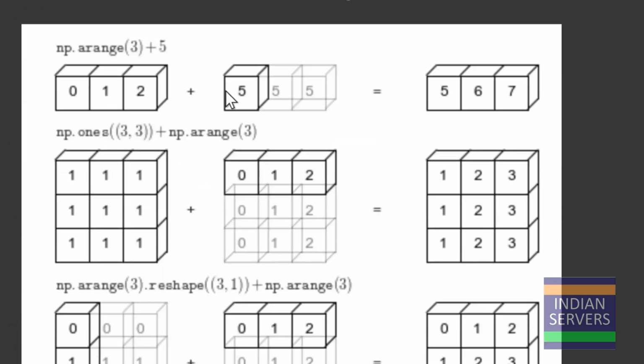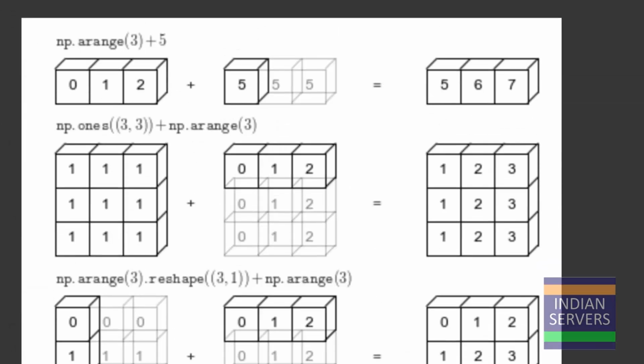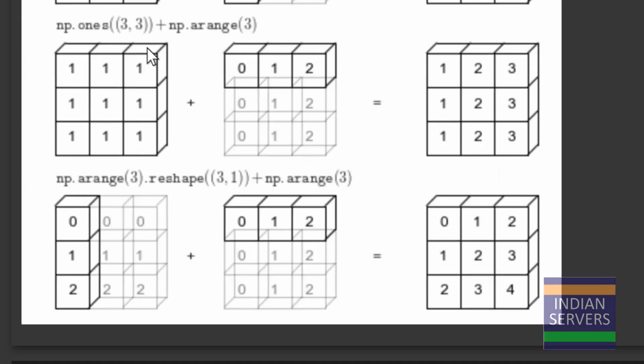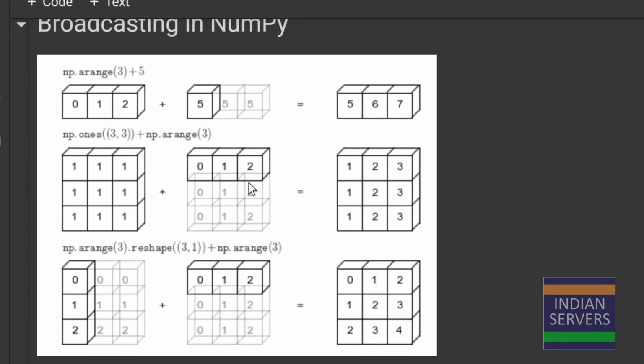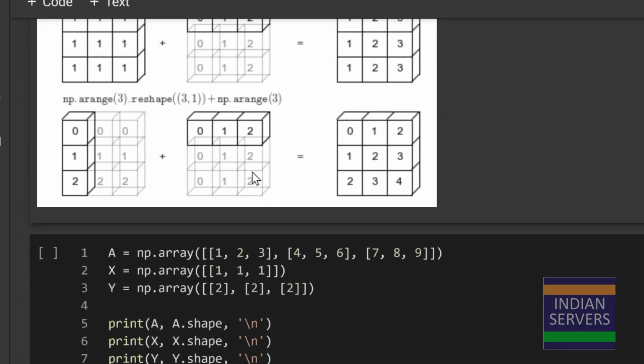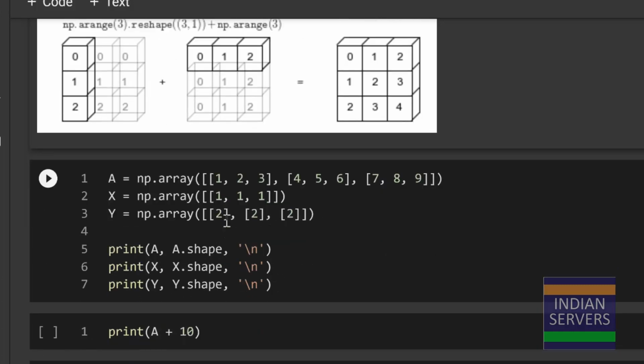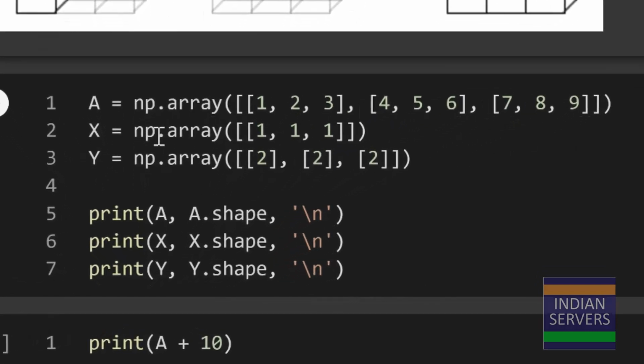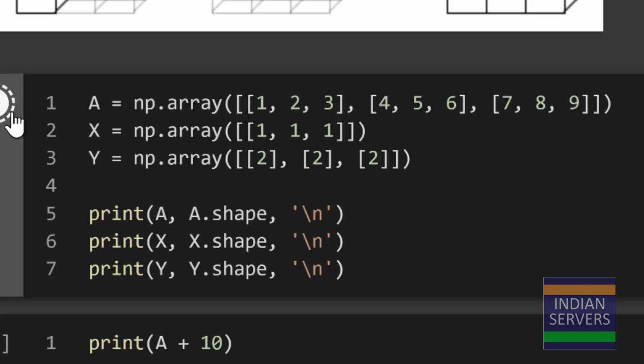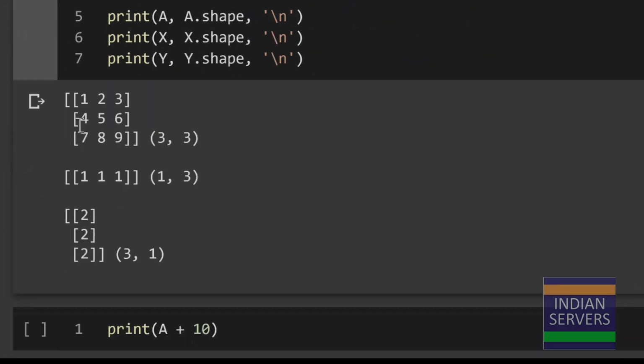Now we are going to look at the broadcasting concept in NumPy. Before understanding the concept, let's look at an example. Then it will make more sense. So I have three NumPy arrays. First one is a 3 by 3 matrix. Second one is a row matrix, and third one is a column matrix. And I'm just printing them out here. So we have a 3 by 3 matrix, a row matrix, and a column matrix.